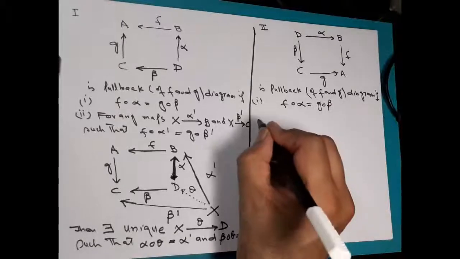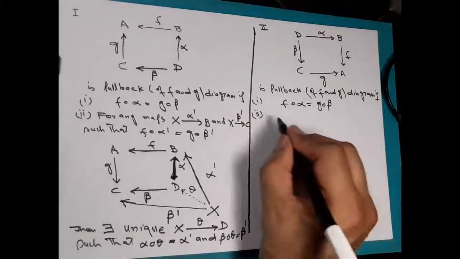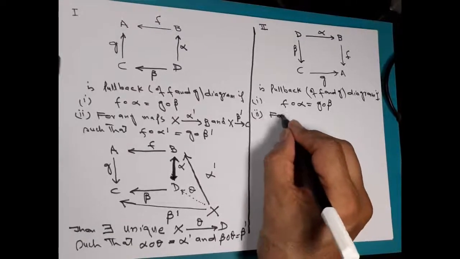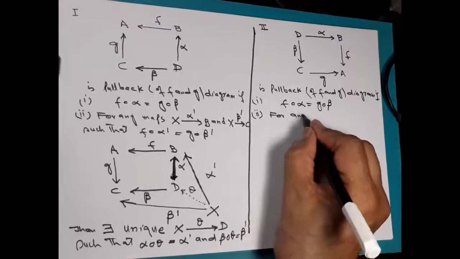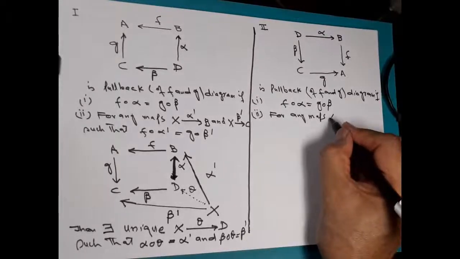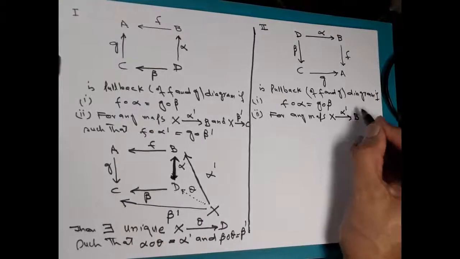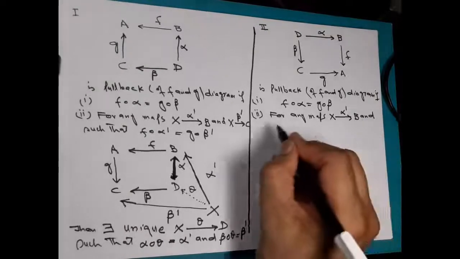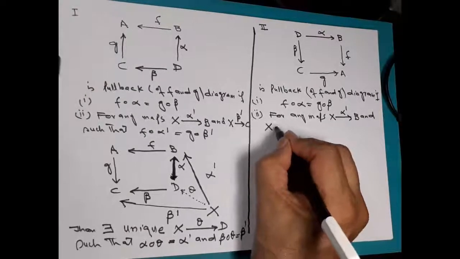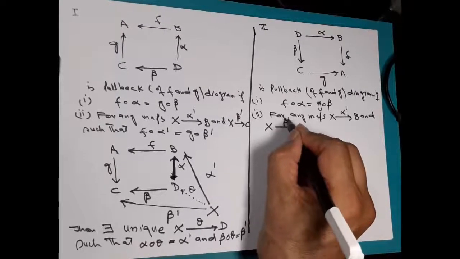And secondly, for any maps from an object X to B we name it as alpha dash, and from the same object X to C we name it as beta dash.